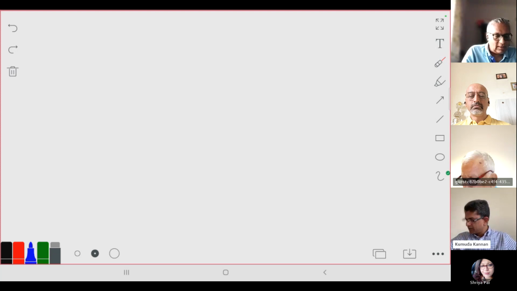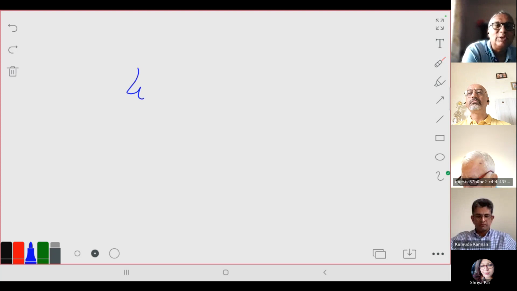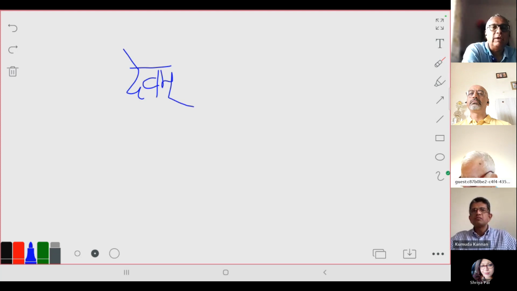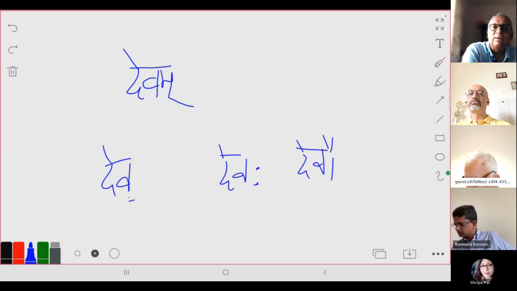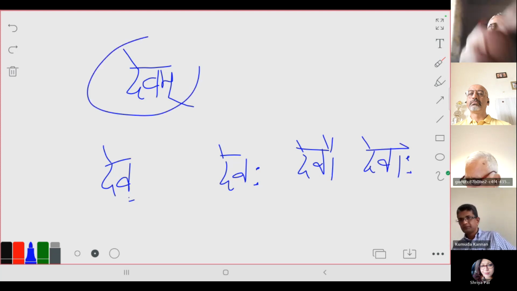And sir, you were saying something else, no? Devam, Devaha, Deva. So you come across words like this, devam, right? But everybody knows that devaha is an akaranta pullinga word. Devaha, devau, devaha. Correct, na? So this devam must be some other vibhakti which we have not studied so far, right?